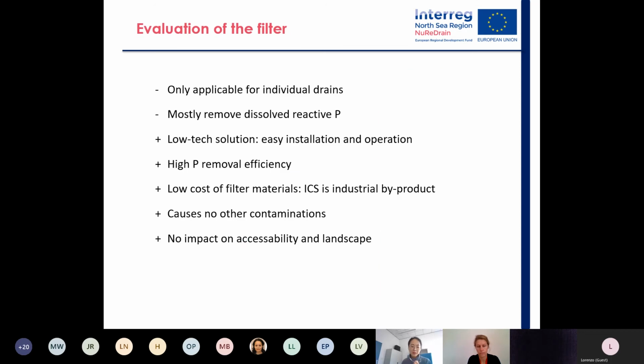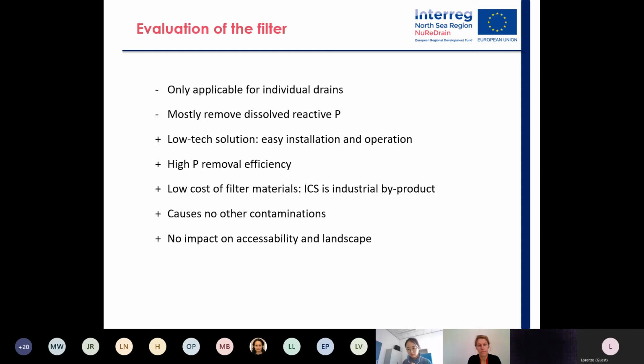To sum up the evaluation of the filter, although it is only suitable for individual drains and mostly removes dissolved reactive P, it is very easy to install and operate with a high P removal efficiency. The cost of the filter is low because the filter material, iron coated sand, is a byproduct from the drinking water industry, and it causes no other contamination. The filter itself had no impact on accessibility and landscape.